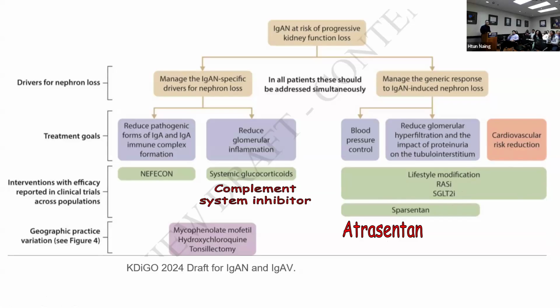And then if you have a geographic practice, like if you have a Chinese patient, you can use MMF, hydroxychloroquine, and then in Japanese people, they did one trial for the tonsillectomy, which is working for only Japanese patients.